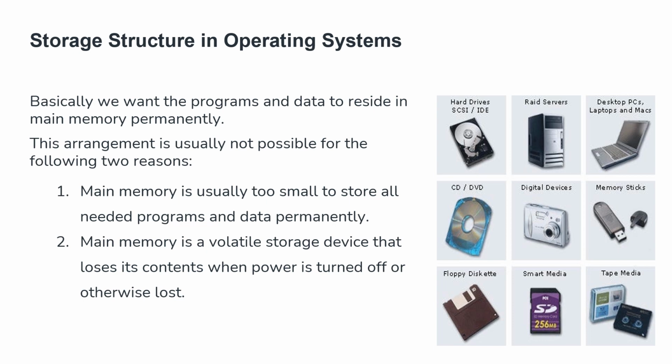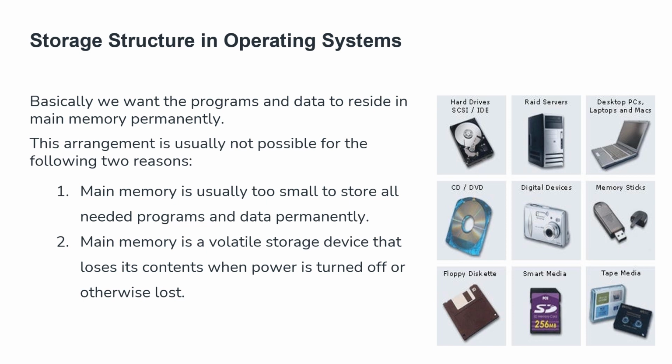However, there are two significant challenges when it comes to making main memory a permanent storage solution. The first challenge is the size of the main memory. Despite being fast and efficient, it's usually too small to accommodate all the programs and data we need permanently. Imagine trying to fit an entire library into a single room. It's just not feasible. As technology advances, the size of main memory has increased, but it still falls short of providing permanent storage for all our computing needs.